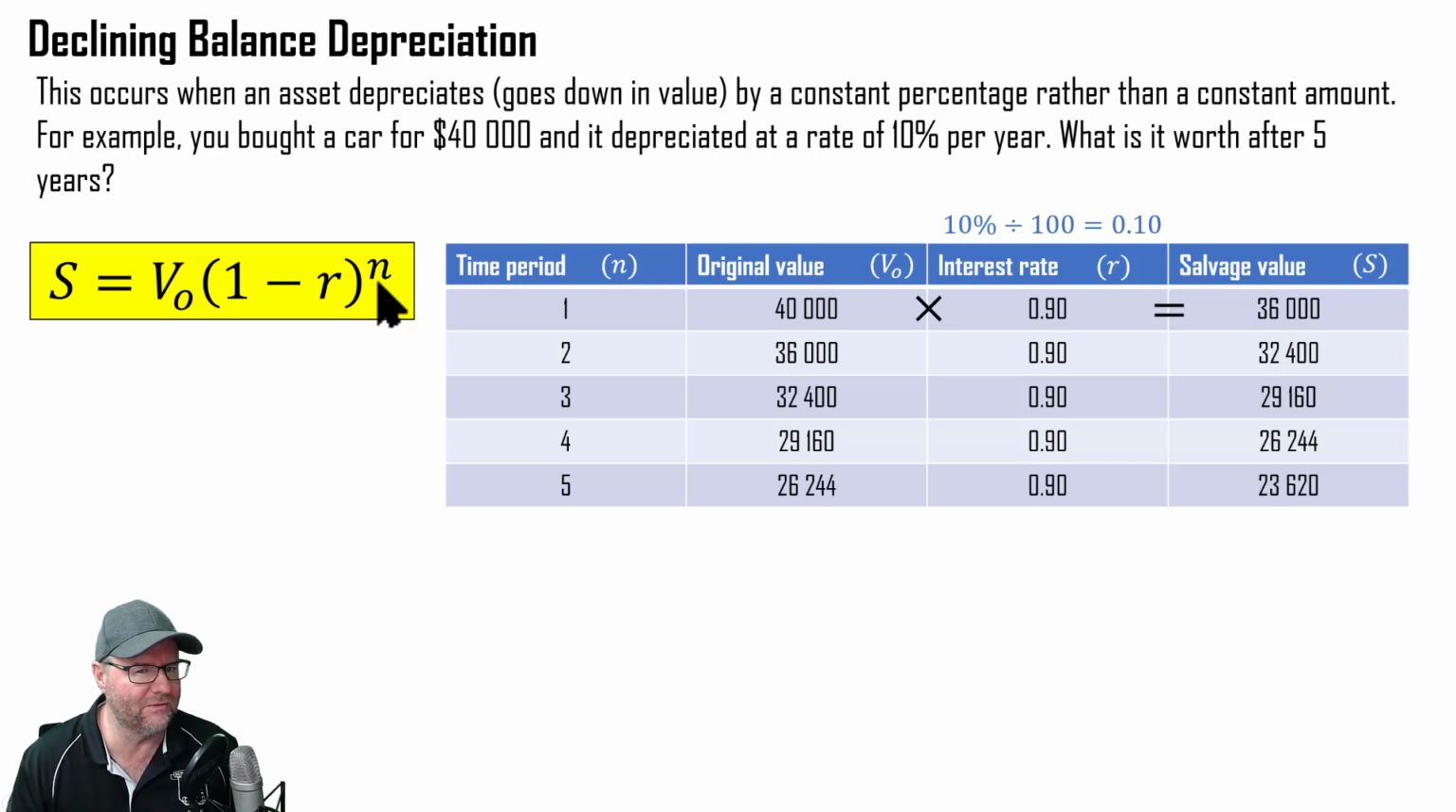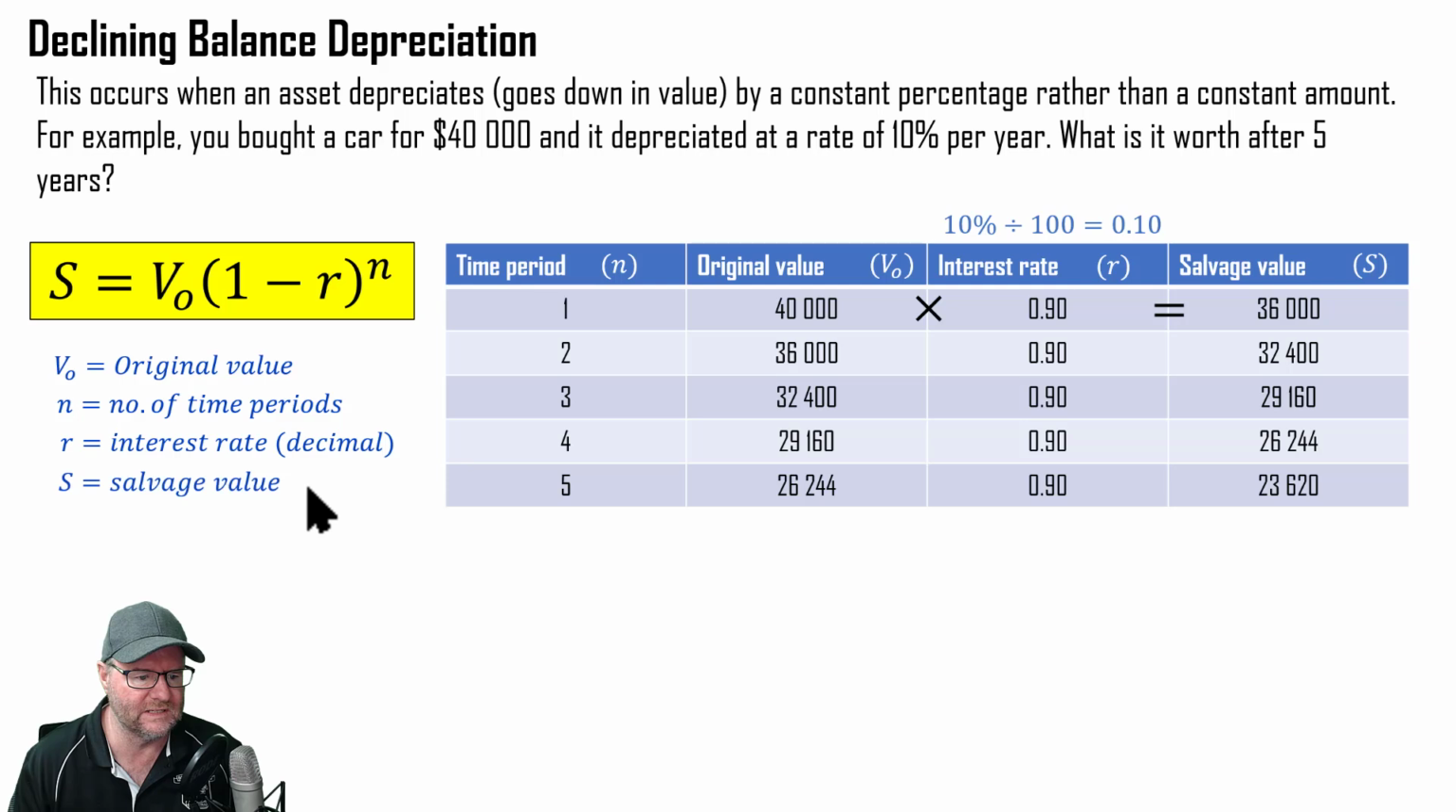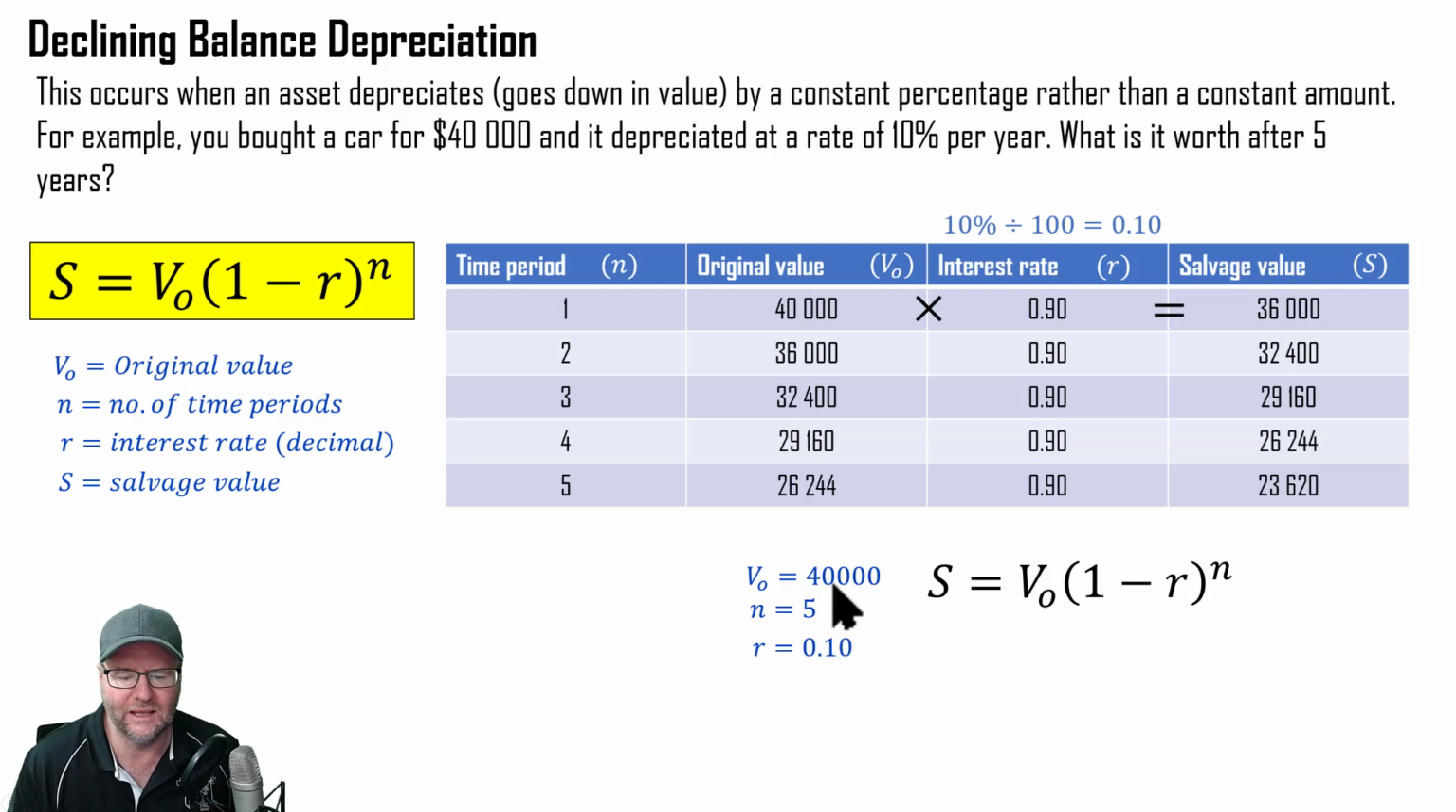Now, this particular equation may look familiar. I'm going to come back at the end of the video and see if you could recognize it. But let's just apply it for the moment. We've got our original value, number of time periods, the rate as a decimal, and the salvage value. So let's see if we can apply this formula and see if we get the same result as we did when we did the table. We've got our original value of 40,000. That's the VO. Our number of time periods was 5 years. The R, the rate of depreciation, is 0.1 because that's 10% written as a decimal. So let's go ahead and substitute each of those values into our equation.